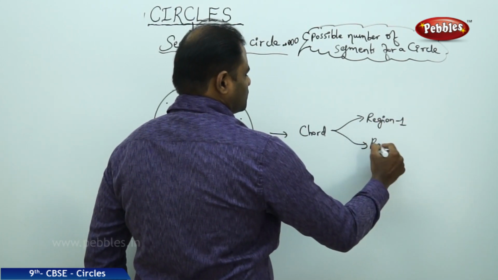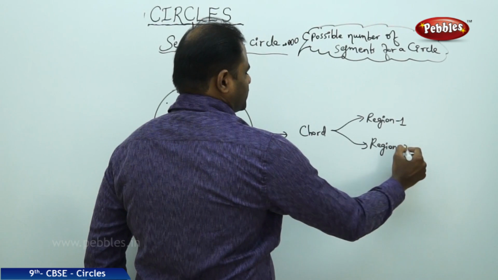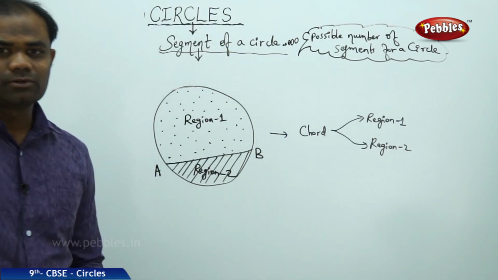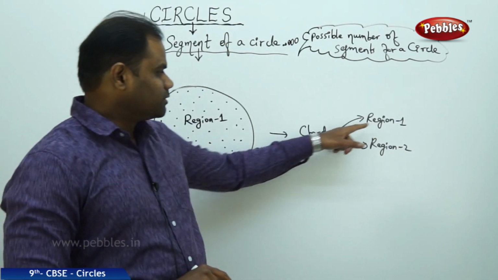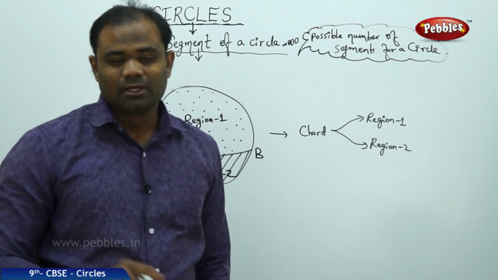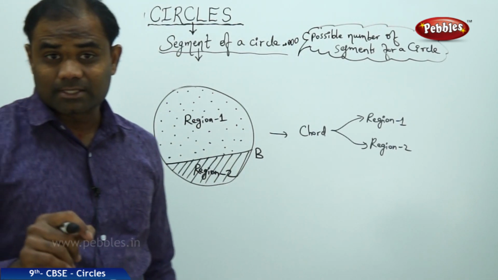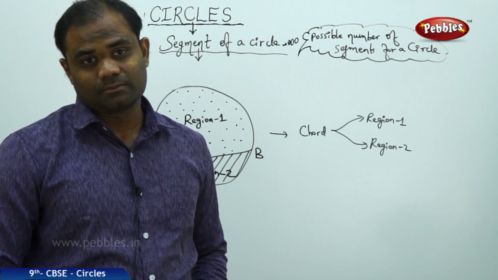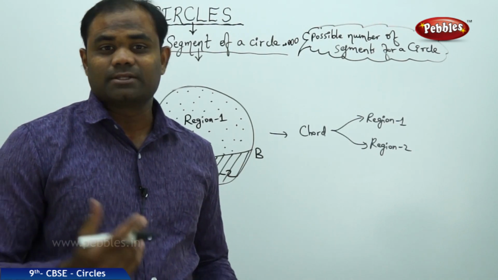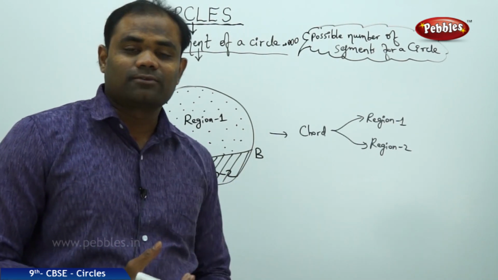region 1 and region 2. Therefore, I conclude that for any chord of the circle, which makes two regions within the circle, there always exist two segments for the circle. This is how we define the segment connected with the number of segments.